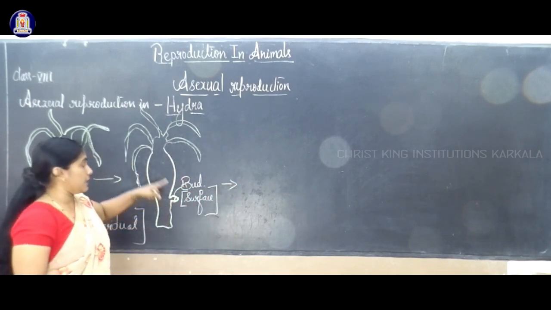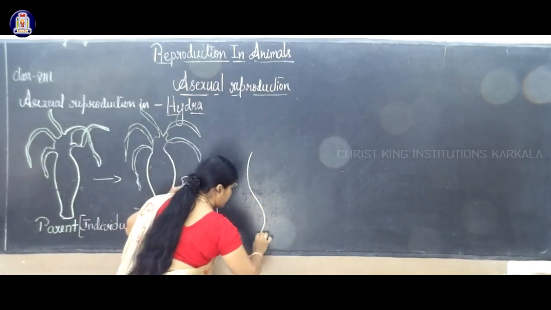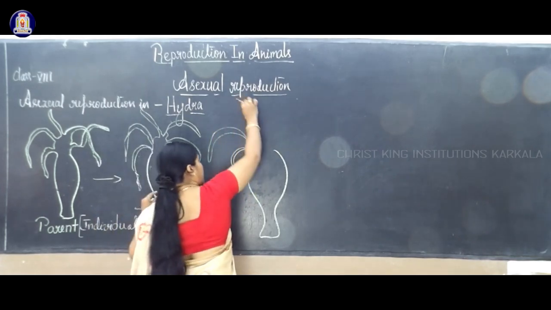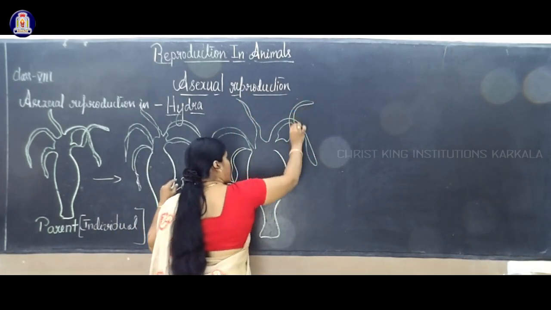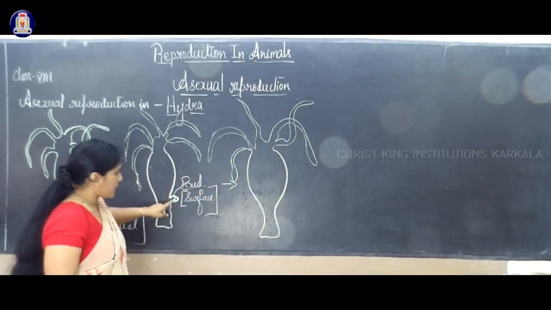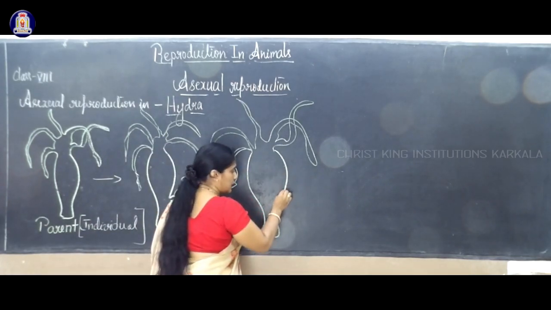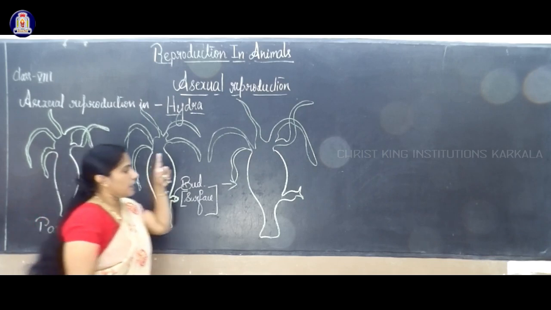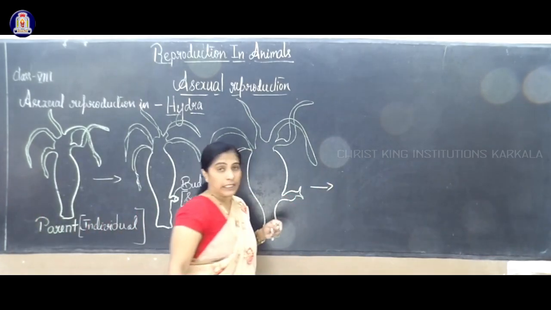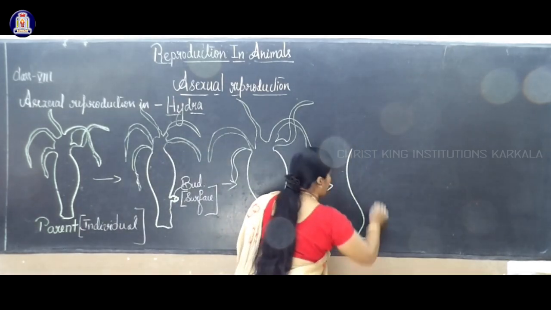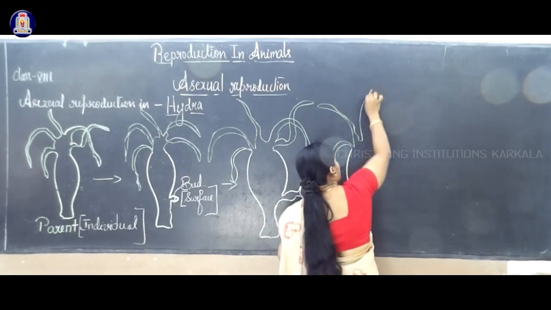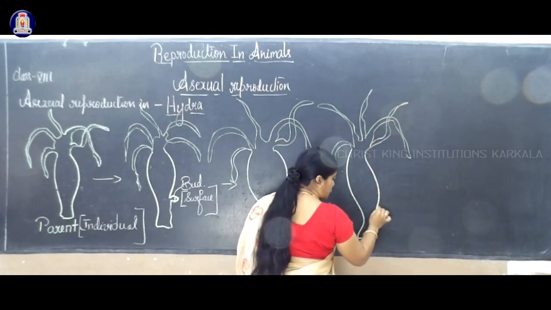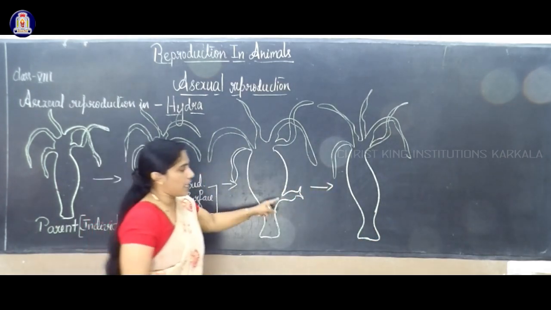So it grew in size. Observe, this is a diagrammatic view of hydra. If the bud-like structure grew in size, it will develop. First, a bud-like structure appears, then it grows in size. After maturation, observe carefully.